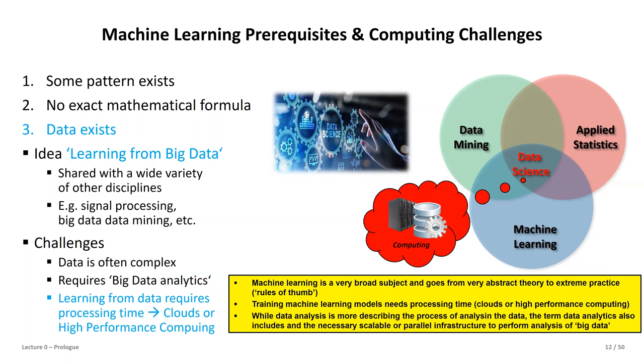Usually you do machine learning when you think there's a pattern somewhere in the data. Some people call it data science today. And you would not have exact mathematical formulas for it, like the weather forecast, right? We have the physical laws and numerical methods that we use, and we teach that actually in the high performance computing course.